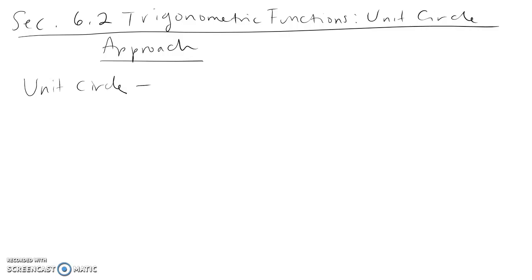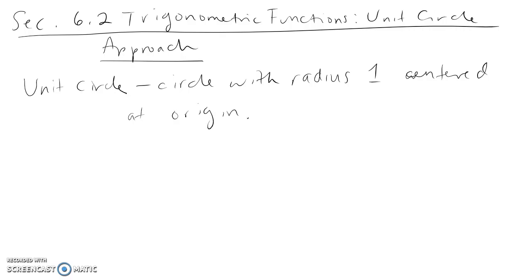Well, the unit circle is the circle with radius 1 unit, centered at the origin. So it turns out that it has the equation x squared plus y squared equals 1, right? Because remember that the equation of a circle is (x minus h) squared plus (y minus k) squared equals r squared, where the center is (h, k).